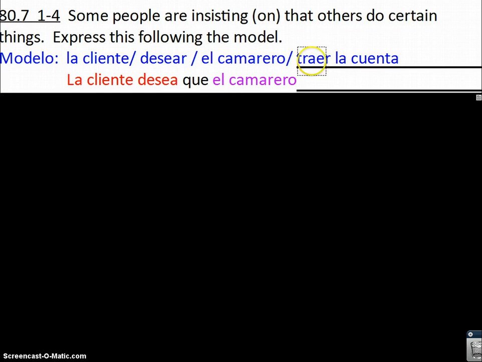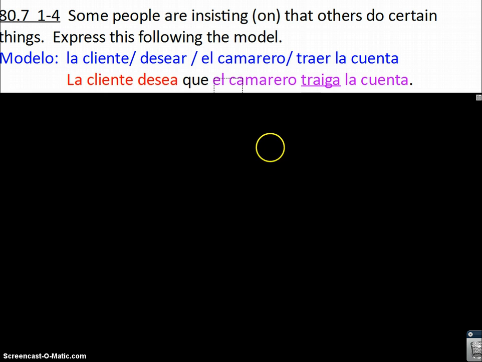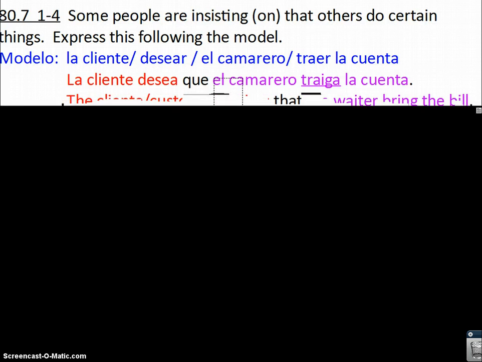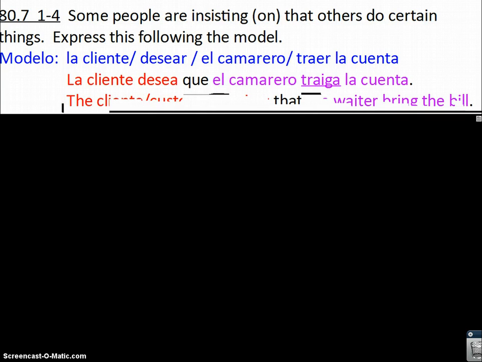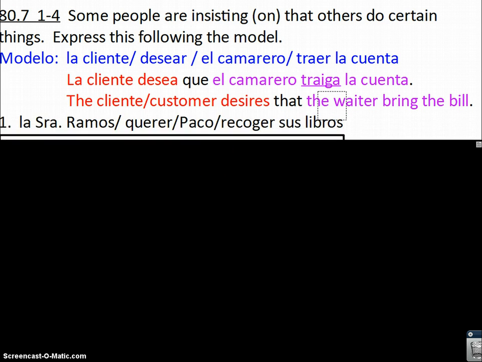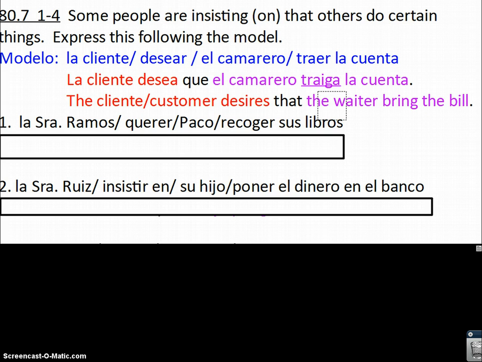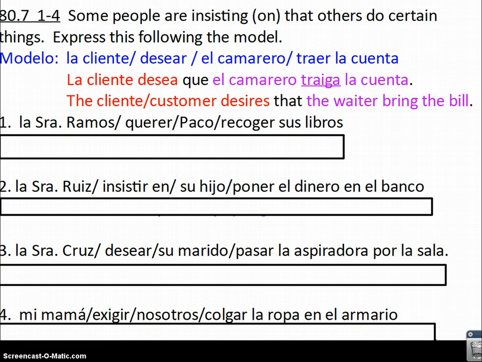So I'm going to take the present indicative yo of traer, which is traigo, drop the O, and I'm left with this, and then I have to add the opposite ending. Well, the opposite ending for the waiter is a, la cuenta. So that's what you guys have to do for these sentences. So you will use the subjunctive in the subordinate clause for all of these because they're using expressions of volition. Your skip line English: the client or the customer desires that the waiter bring the bill. Here's number 1, number 2, number 3, and number 4.